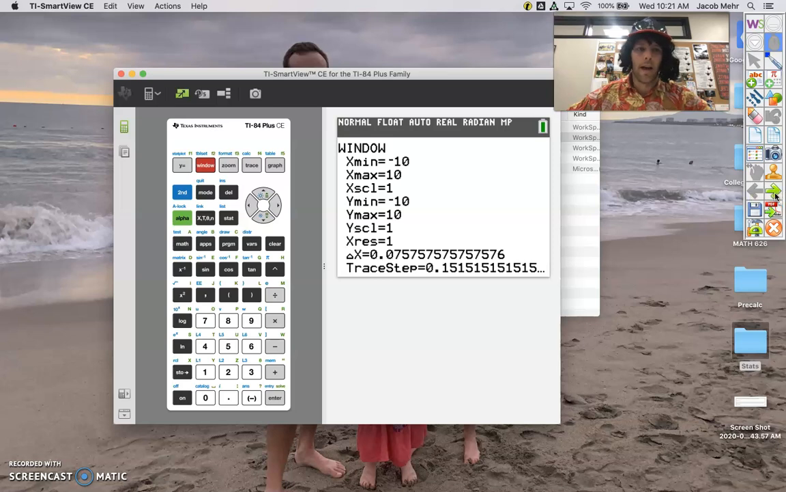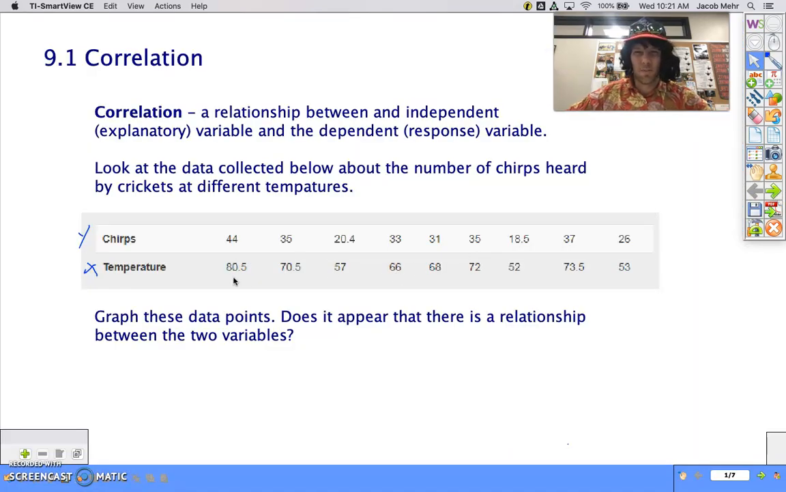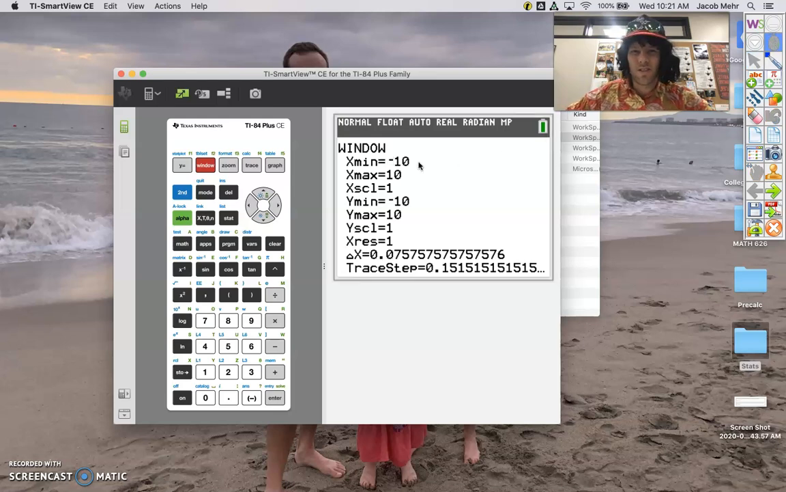When we look at our x's, which are the temperatures, it looks like our smallest temperature is 52 degrees. Our greatest temperature is 80.5 degrees. So let's go maybe 40 to 90 for the x's. And let's go by tens.